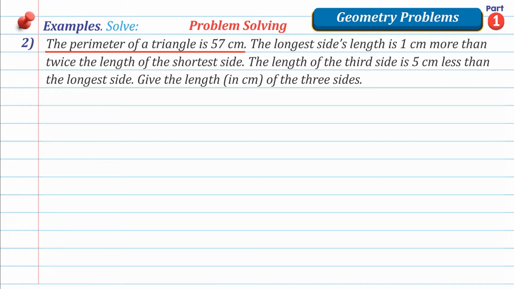So, from the first sentence, we know that it's a triangle. Therefore, we have 3 sides. And the sum of those 3 sides is 57 centimeters. So, that's the first sentence.